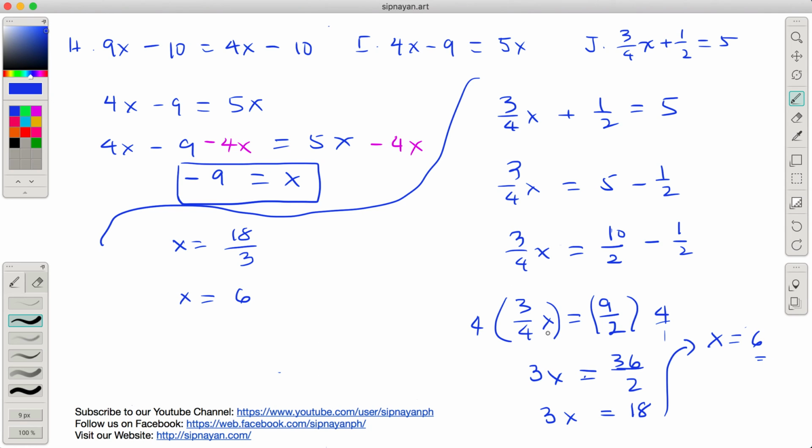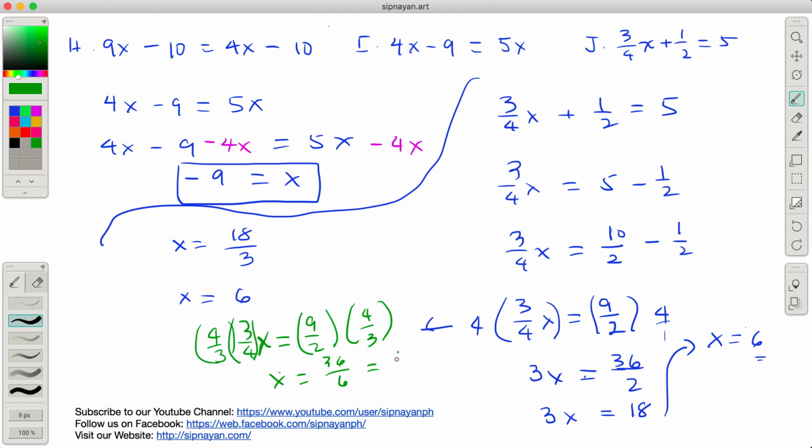By the way, ito, yung 3/4 x, there's another technique dito. So 3/4 x, para mas mapabilis. 3/4 x equals 9/2, no? So kung gusto nyo, para maging x na lang to, ano i-multiply mo sa 3/4 para maging 1, di ba? You multiply it by the reciprocal, so 4 over 3. 4 over 3 times 3/4 is equal to 1. Dapat i-multiply mo rin to ng 4 over 3. So, magiging x na yan kasi magiging 1 na yan. So, x equals, ganun din, 36 over 6, which is equal to 6 pa rin, which is the same dun sa final answer natin.